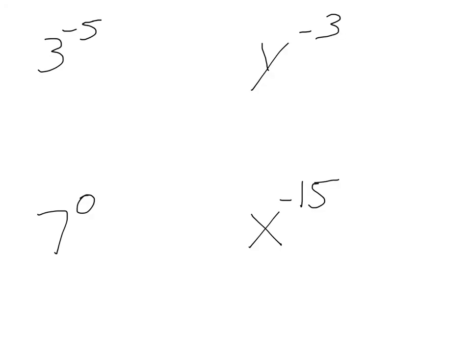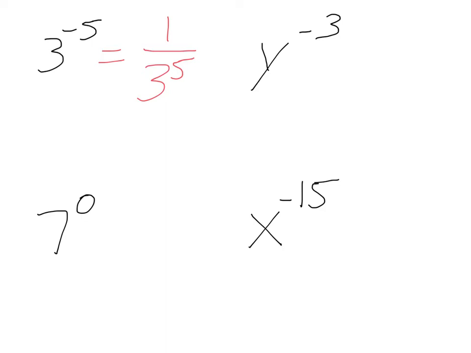Couple here. I want you to rewrite these so that they have positive exponents. Figure out what these are with positive exponents and pause the recording. We're looking at writing these with positive exponents. So 3 to the negative 5th would be what? 1 over 3 to the 5th. You do not have to evaluate that out unless I absolutely tell you to.